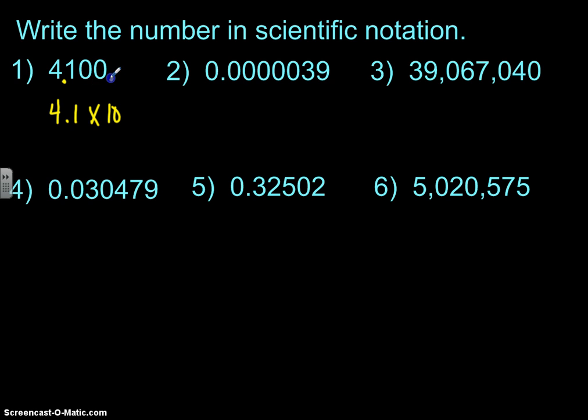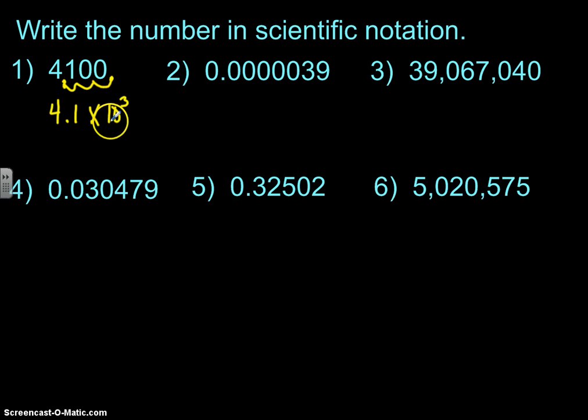Well, the exponent comes from the number of places the decimal moves. So I moved it 3 places to the left. This is going to be to the power of 3. Okay, now remember, if I multiply this out, I should get the number I started with. 10 to the third is 1,000. 1,000 times 4.1 is 4,100.